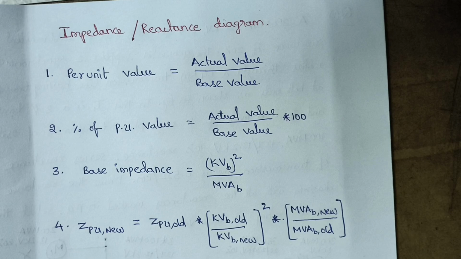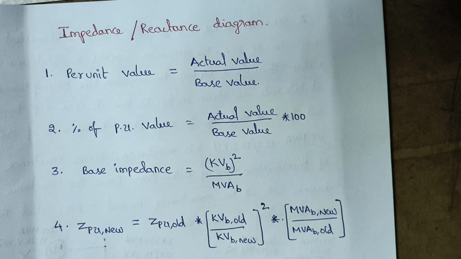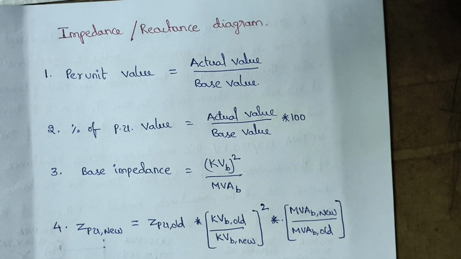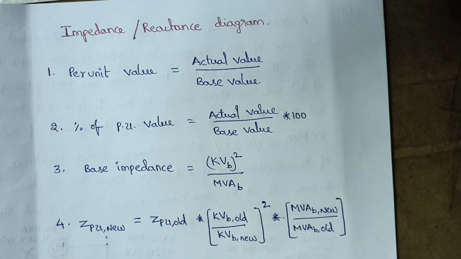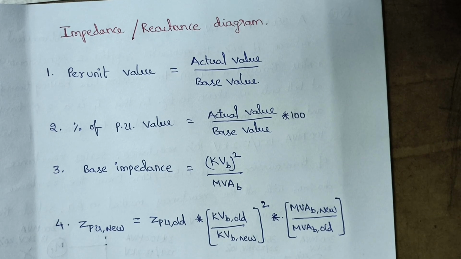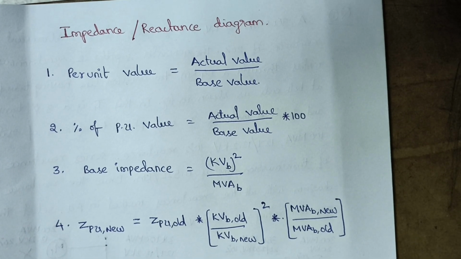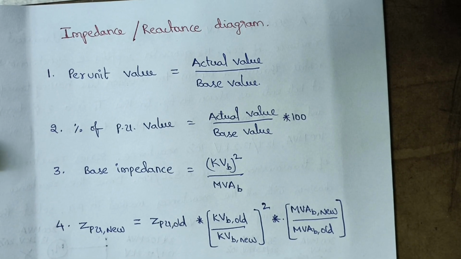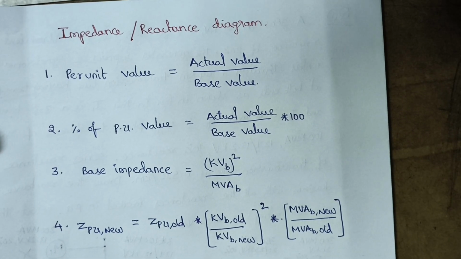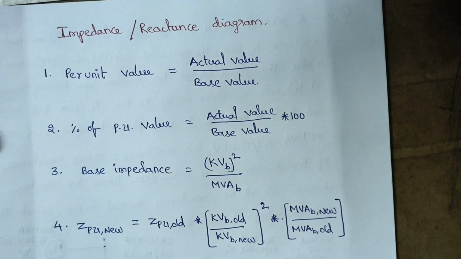Today I would like to explain how to draw the impedance or reactance diagram of a given power system. Before going to that, we must know these definitions, because the values which we are going to represent must be in per unit. So these formulas will be very useful while we are drawing the impedance or reactance diagram.